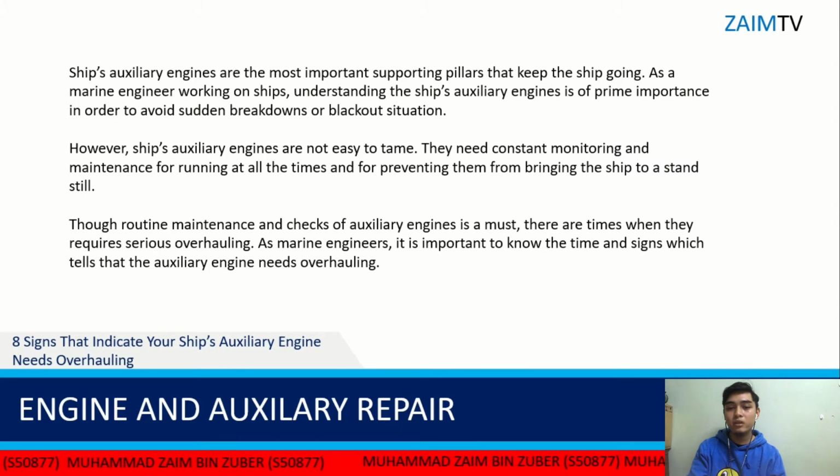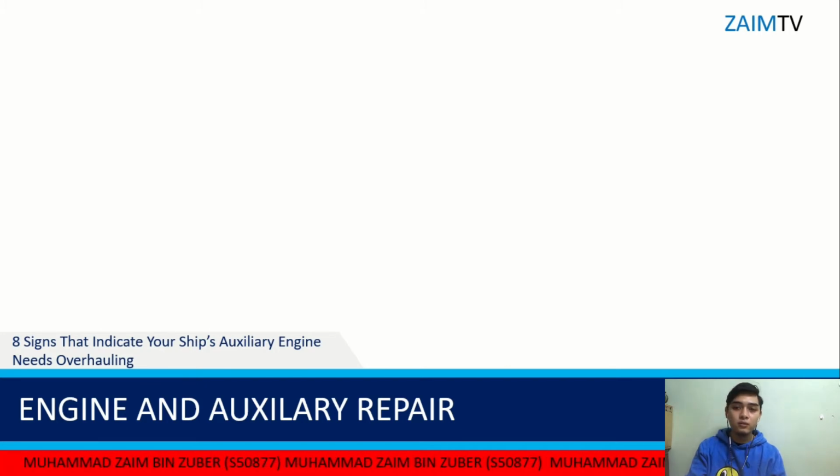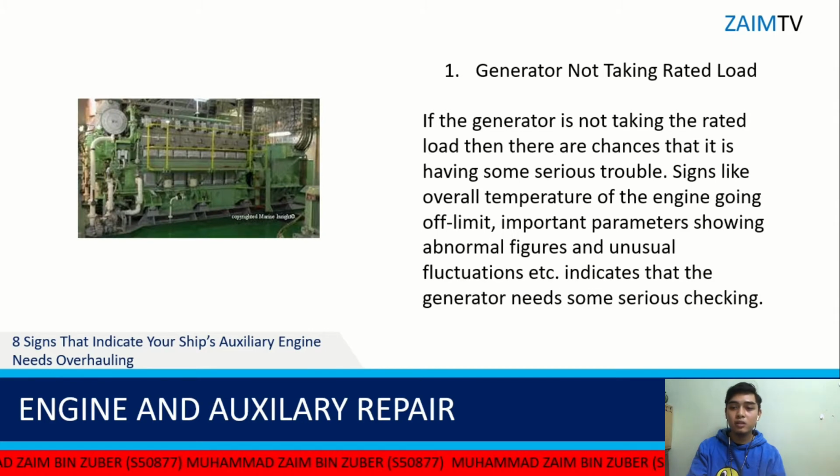Thorough routine maintenance and check of auxiliary engine is a must. There are times when they require serious overhaul. As marine engineer, it is important to know the time and signs which tell that the auxiliary engine needs overhaul. The first sign is generator not taking rated load. If the generator is not taking the rated load, then there are chances that it is having some serious trouble. Signs like overall temperature of the engine going off limit, important parameters showing abnormal figures, and unusual fluctuation indicate that the generator needs some serious checking.